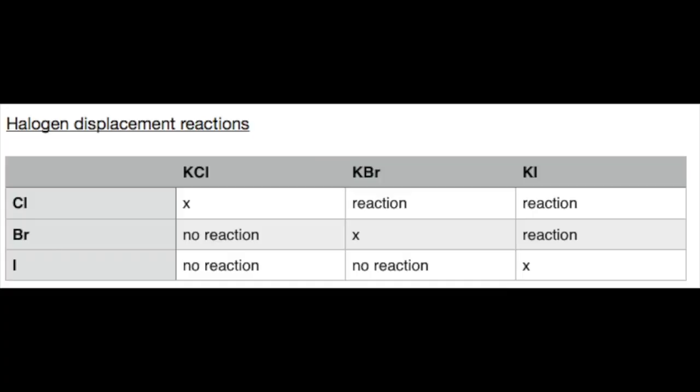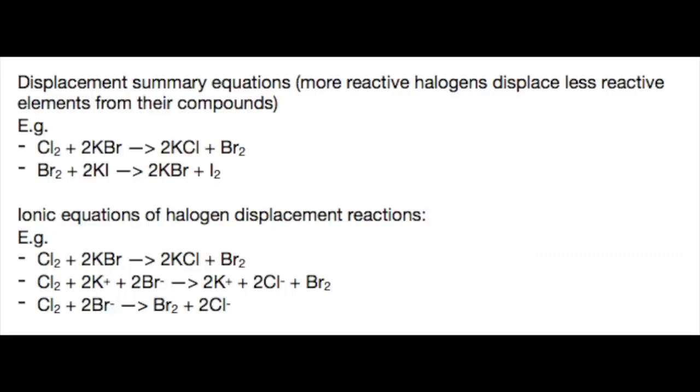So if we look at the halogen displacement table, we tend to only look at the elements chlorine, bromine and iodine. You'll find that chlorine displaces both iodine and bromine from their compounds. You clearly don't react chlorine with potassium chloride, because there'll be no reaction. If you try and displace potassium chloride, for example, using iodine, that won't happen because iodine is less reactive. So just learn the rules for this and the summary equations.